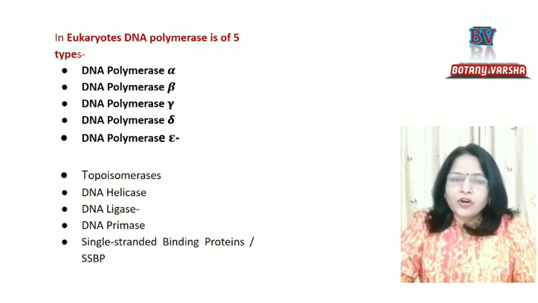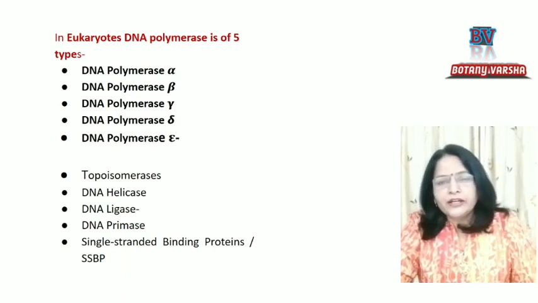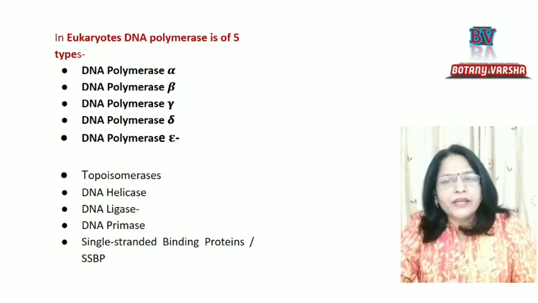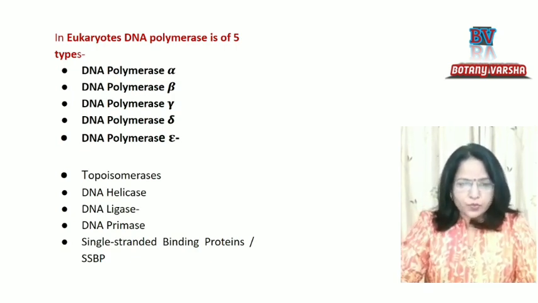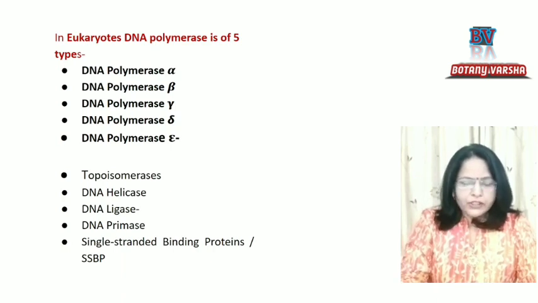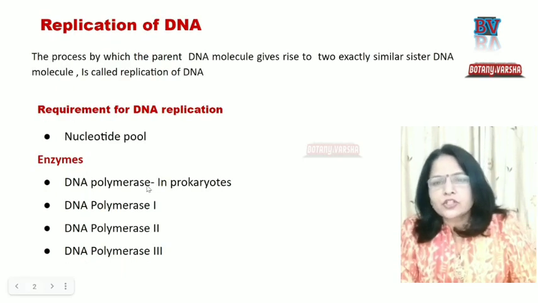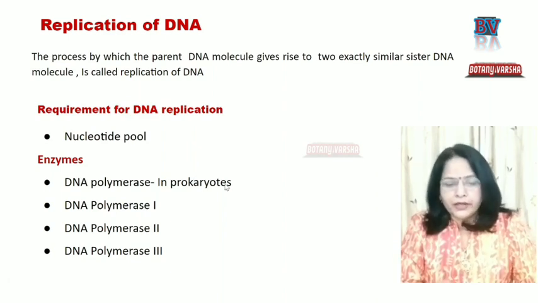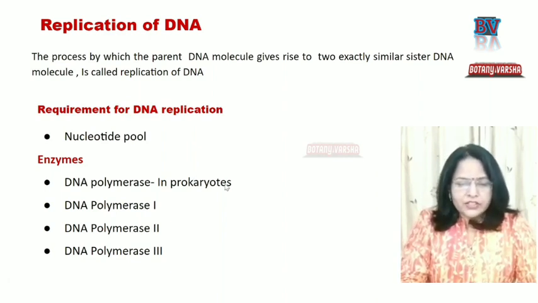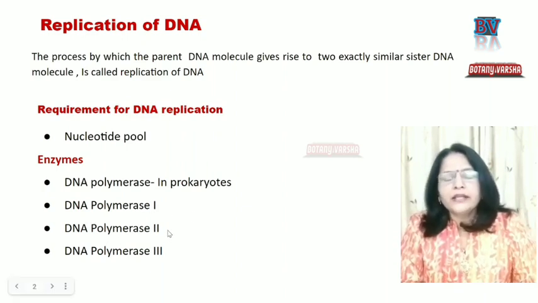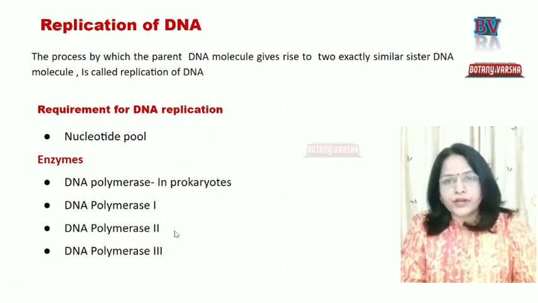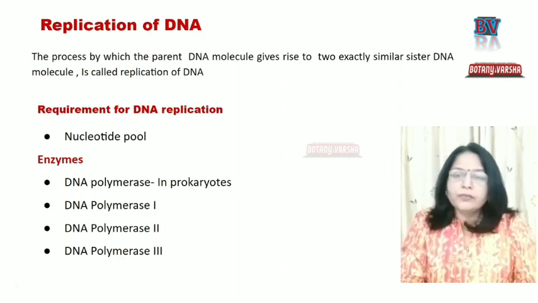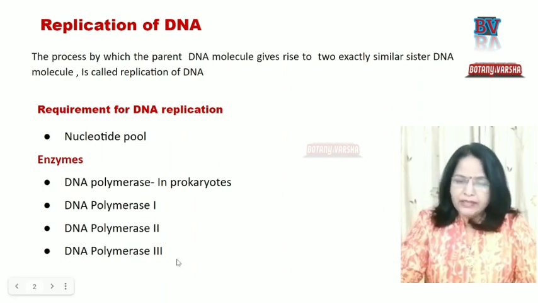In prokaryotes, DNA polymerase is of 3 types. DNA polymerase 1 is responsible for DNA repairing. The second one, DNA polymerase 2, is responsible for primer extension and proofreading. And DNA polymerase 3 is responsible for DNA replication.